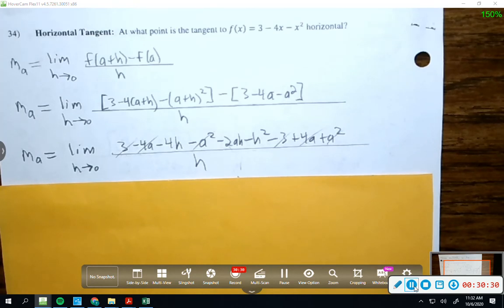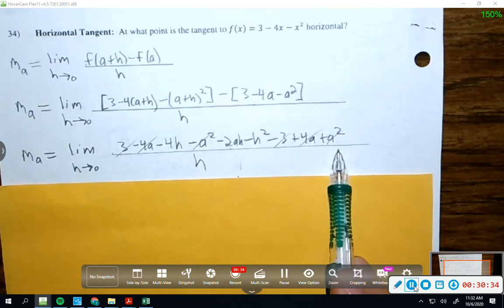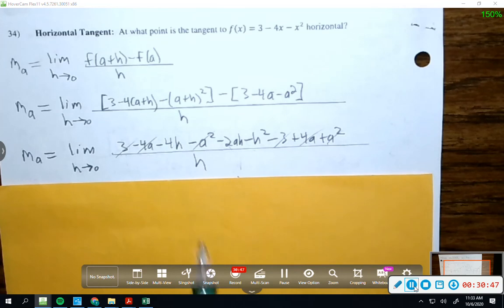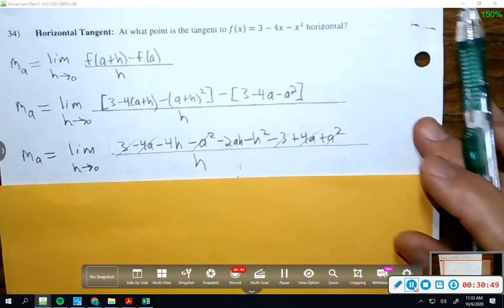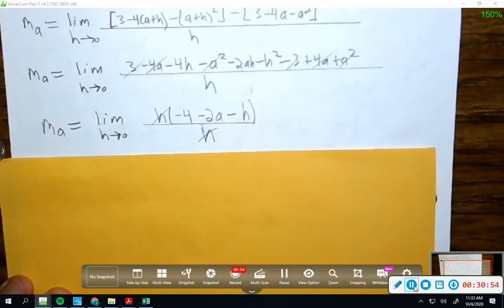Here, I distribute the negative sign, negative 3 plus 4a plus a squared. Every term that doesn't have an h must cancel. Show the canceling of those terms. If you have a little marker or a pen, all the better. Every term that's left has an h. Factor an h out of all of those terms that are left so that we can cancel the factor in the denominator.